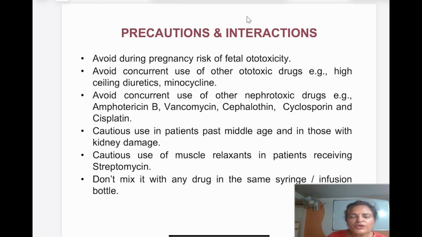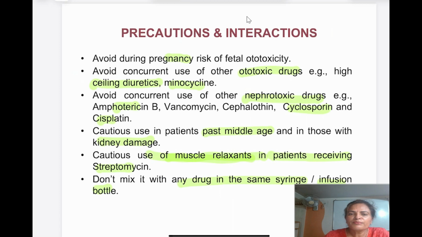So what are the important precautions and interactions? Avoid it during pregnancy. Don't use it with other ototoxic drugs like high-ceiling diuretics such as furosemide and minocycline, or nephrotoxic drugs like amphotericin B, vancomycin, cephalothin, cyclosporine and cisplatin, in patients of middle age and patients with renal damage. Be cautious in the use of muscle relaxants in a patient who is receiving streptomycin, and do not mix it in the same syringe or infusion bottle. So that's all about the aminoglycosides.